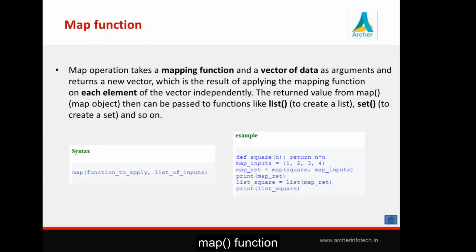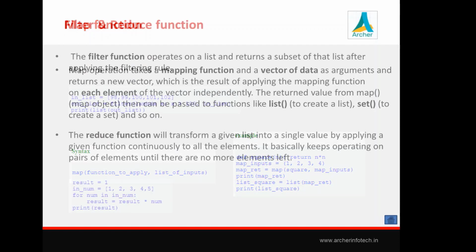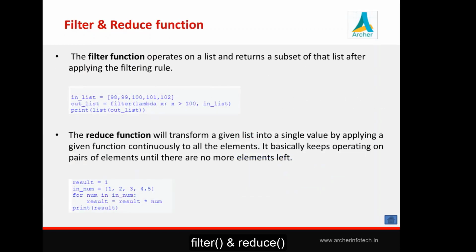Map function takes two parameters, a mapping function and a vector of data. It applies the mapping function on each element of the vector and returns a new vector. In fact, it returns a map object. That map object we need to pass to functions like list and set to create a new vector. So this is regarding the map function. Now I'll check filter and reduce functions.